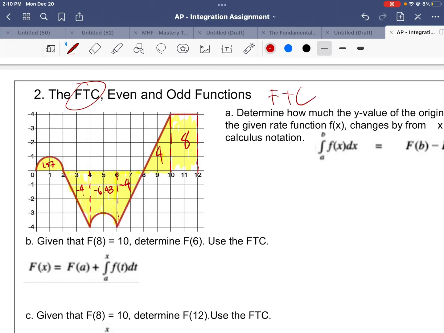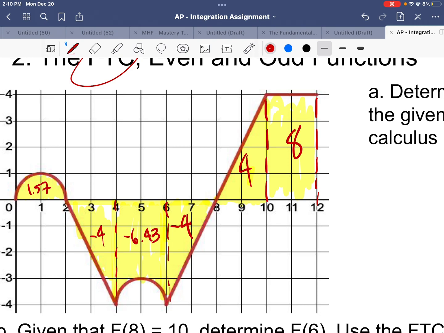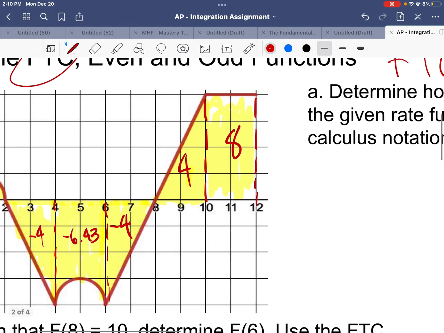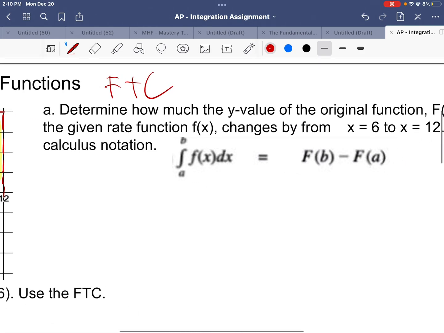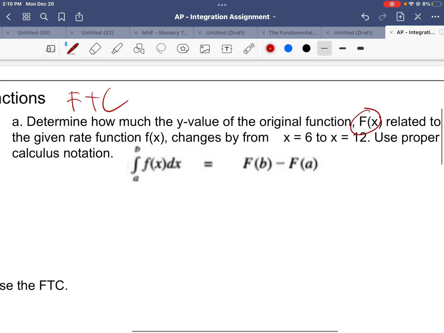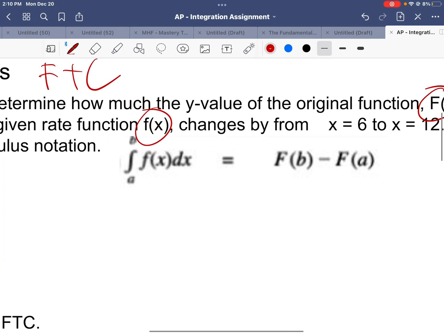The first thing we want to do, and by the way, it's the same function, so I just put in all the areas here, and we're just going to use those areas. It says here, determine how much the y value of the original function, big F of x, which is related to the given rate function, f of x, on the graph, changes by from x equals 6 to x equals 12. Use proper calculus notation. So here's what we know.